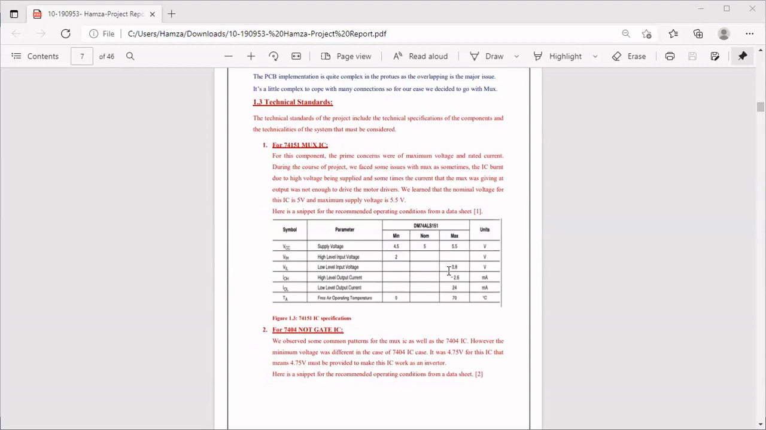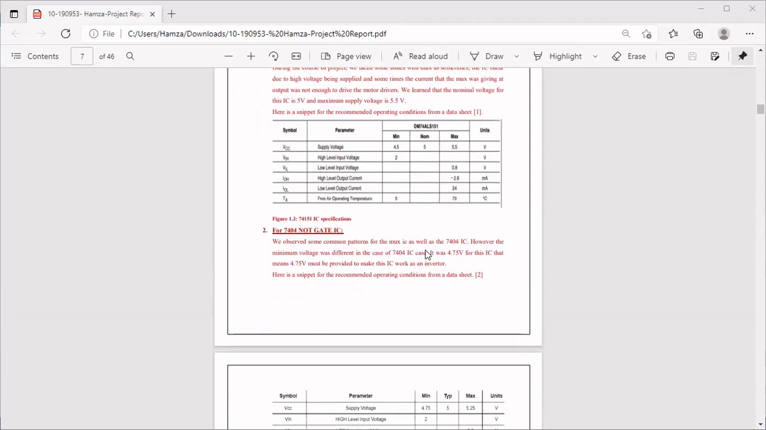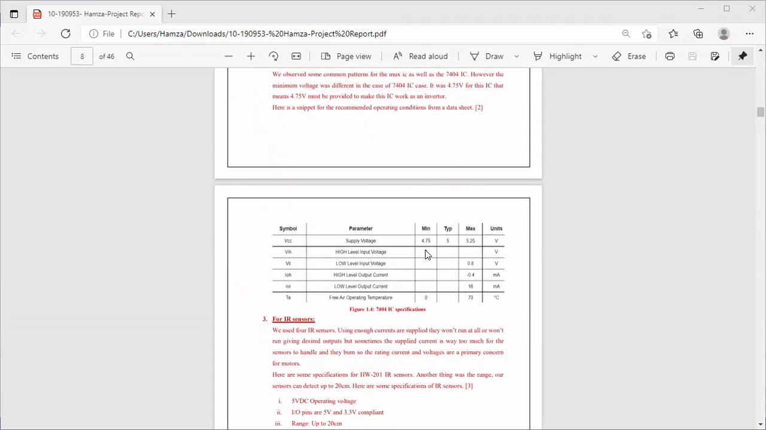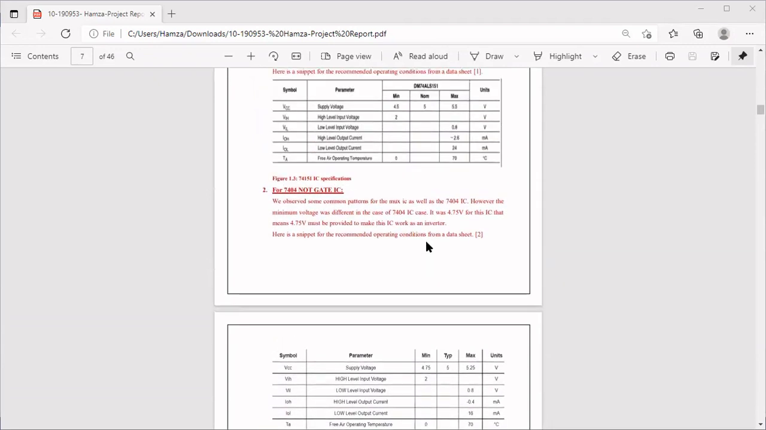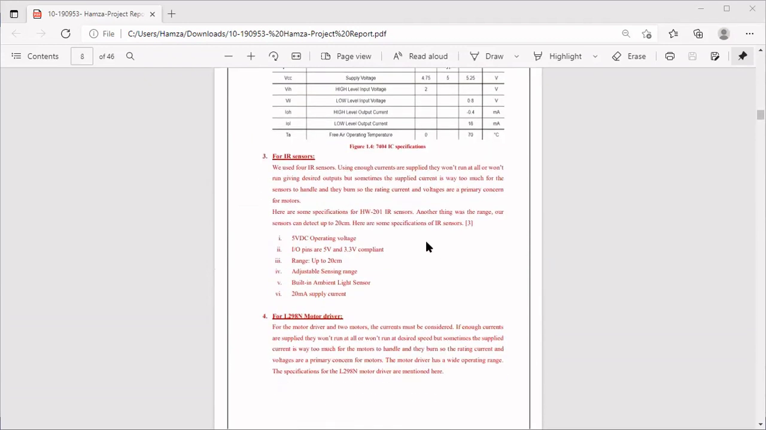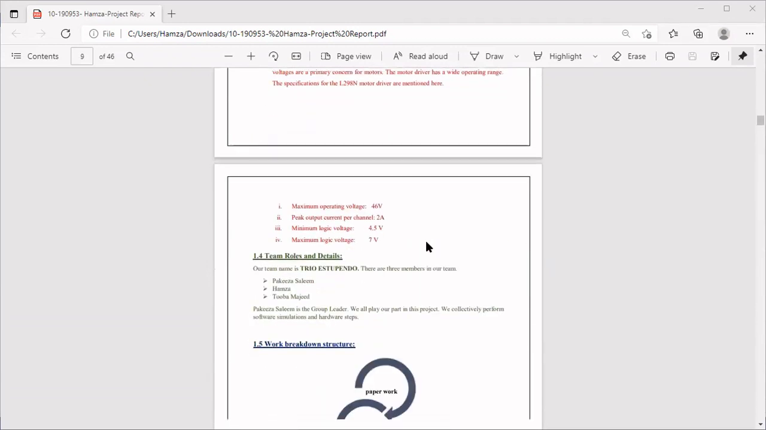Now let's come to the data sheet of the components that we are using. For the 74151 MUX IC, the minimum voltage that we can supply is 4.5 volt and the maximum is 5.5 volt. That's why, when we are giving 12 volt to the motor driver, we are using the 5 volt enable pin for the circuit. Otherwise, the IC will burn out. And for the 7404 IC, the maximum voltage is 5.25 and the minimum voltage is 4.75. For both the ICs, the normal voltage is 5 volt. So these are the data sheets.